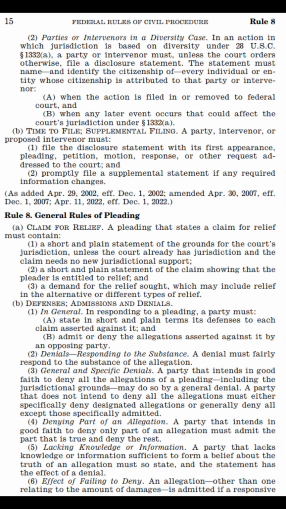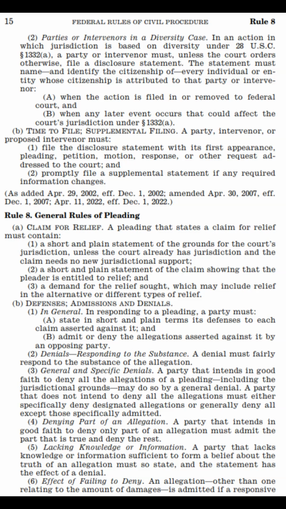2. Parties or interveners in a diversity case. In an action in which jurisdiction is based on diversity under 28 U.S.C. Section 1332(a), a party or intervener must, unless the court orders otherwise, file a disclosure statement. The statement must name and identify the citizenship of every individual or entity whose citizenship is attributed to that party or intervener: a. When the action is filed in or removed to federal court, and b. When any later event occurs that could affect the court's jurisdiction under Section 1332(a).